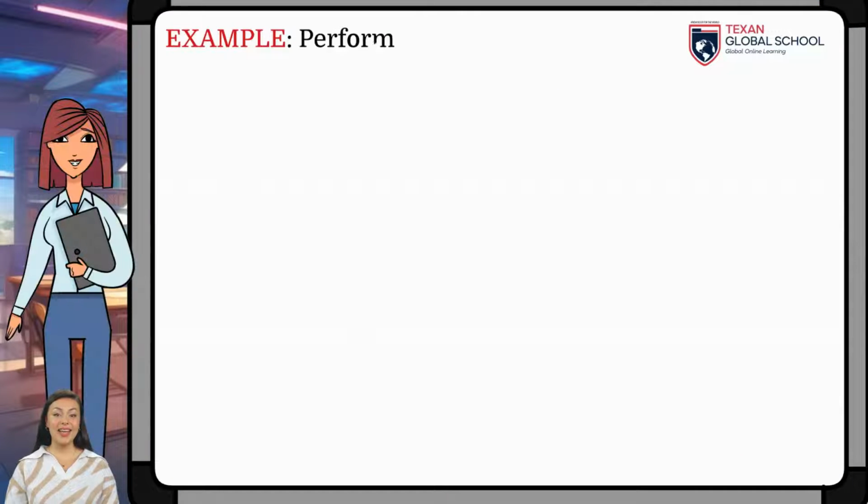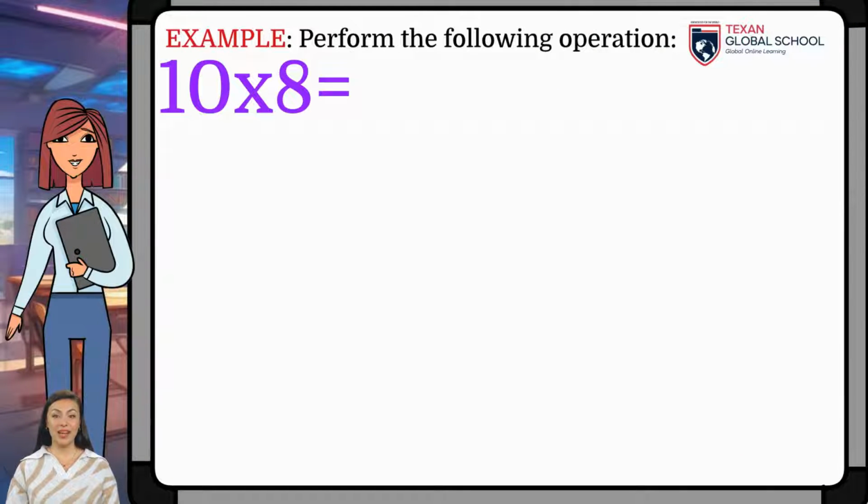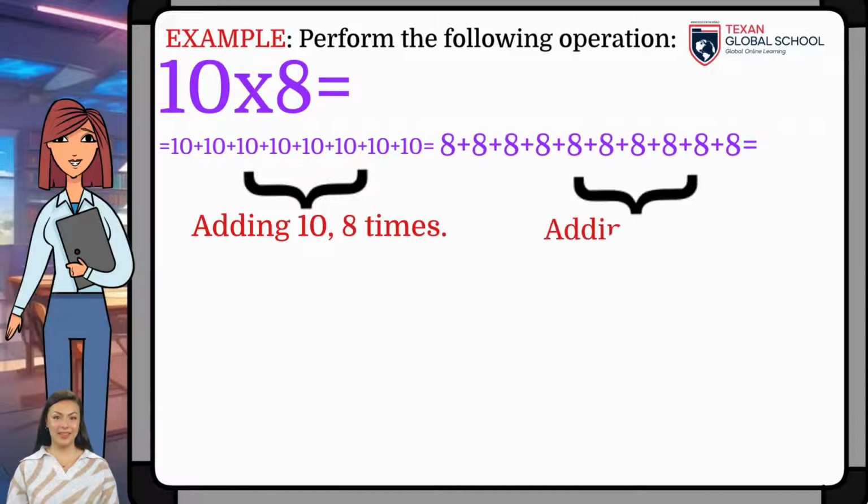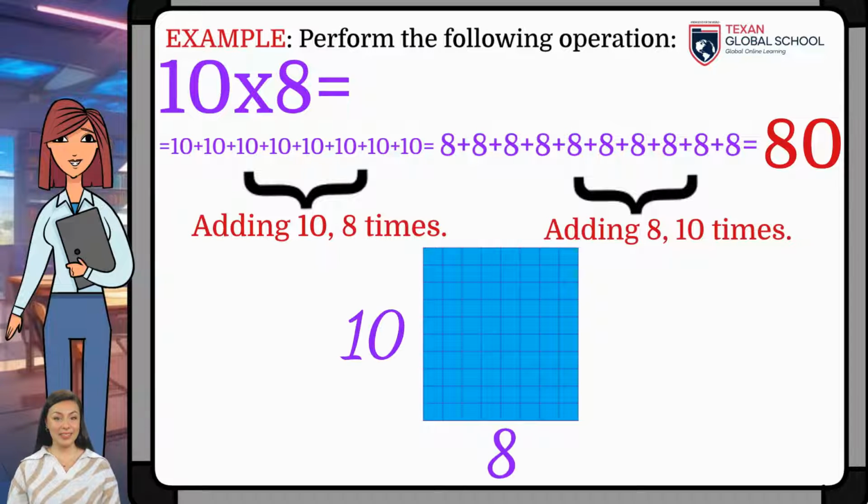Now, multiply 10 by 8. So we add 10 eight times, or we add 8 ten times. Therefore, 10 times 8 is 80. The model represents 10 rows by 8 columns. So we have 80 ones. Hence, we conclude that 10 times 8 is 80.